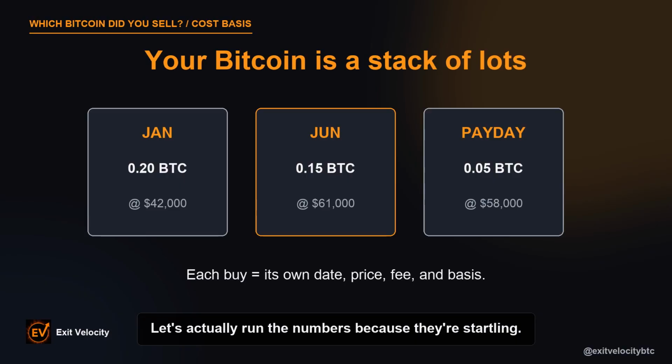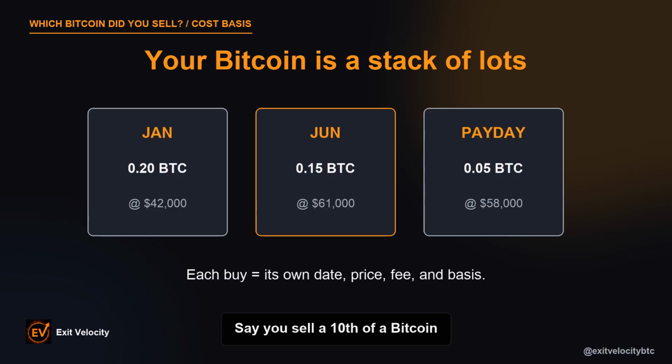Let's actually run the numbers because they're startling. Say you sell a tenth of a Bitcoin for $6,350. Under the default rule, you're treated as selling your earliest coins first, the January lot you bought at $42,000. So your cost basis is about $4,200, and your taxable gain is roughly $2,150. But if your records let you specifically identify the June coins, the ones you bought high at $61,000, your basis is about $6,100, and your gain is only around $250.